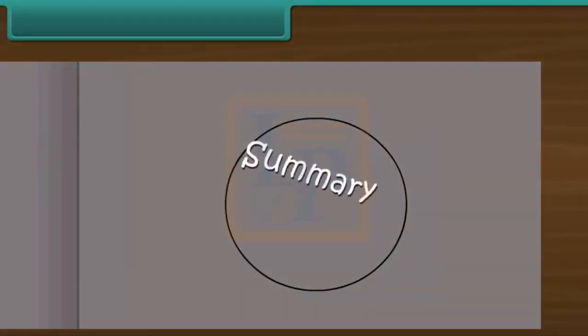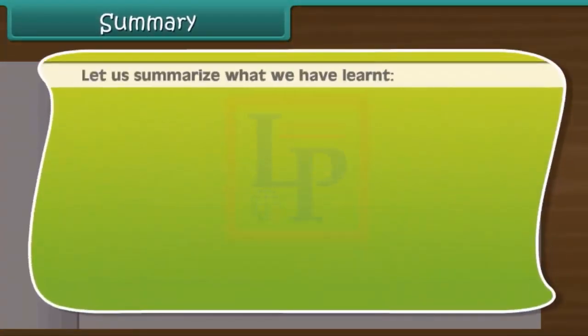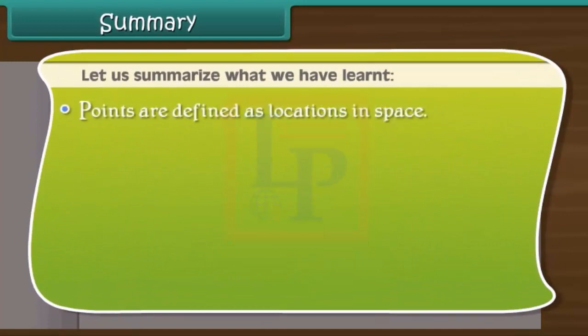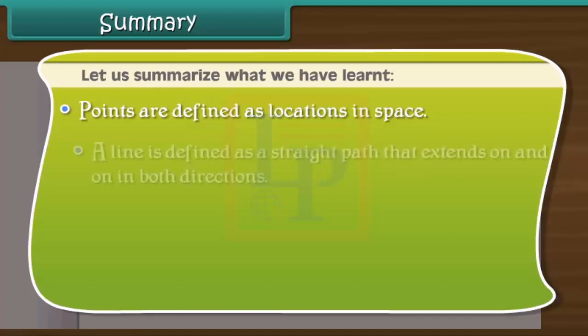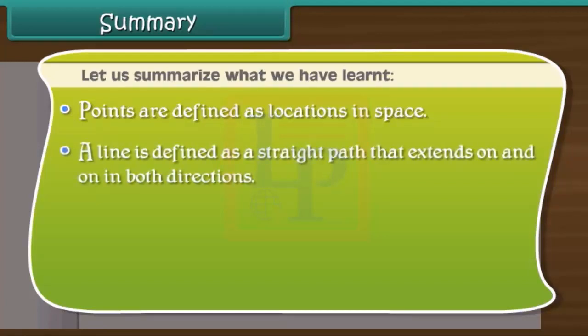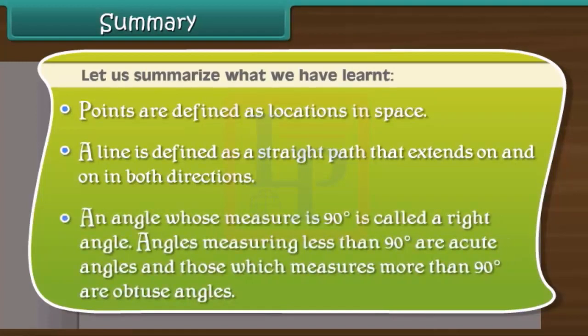Summary. Let us summarize what we have learned. Points are defined as locations in space. A line is defined as a straight path that extends on and on in both directions. An angle whose measure is 90 degrees is called a right angle. Angles measuring less than 90 degrees are acute angles, and those which measure more than 90 degrees are obtuse angles.